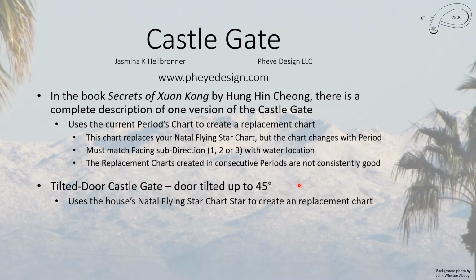This other one that I'm just calling the tilted door castlegate, it's usually just referred to as castlegate, is probably the most common form of the castlegate. And here you tilt your door. If you are in Asia, a lot of times you will see doors like this. I've seen them. But in the rest of the world, this looks like you had a bad carpenter or a bad house builder. There are ways to incorporate this into a house that looks normal.